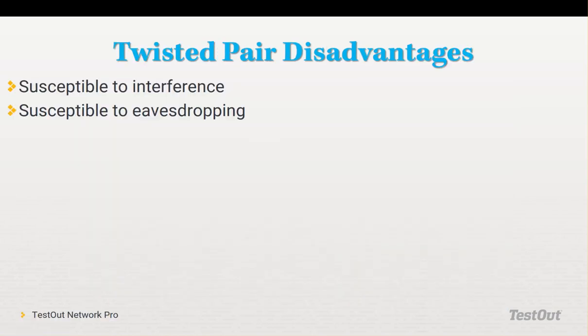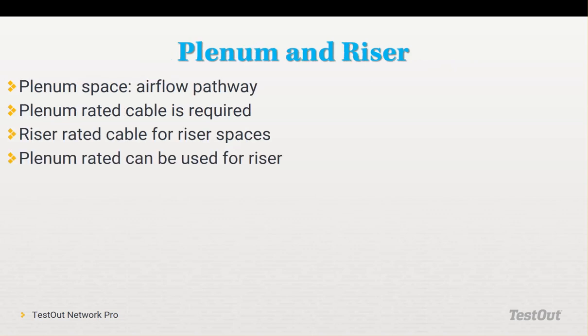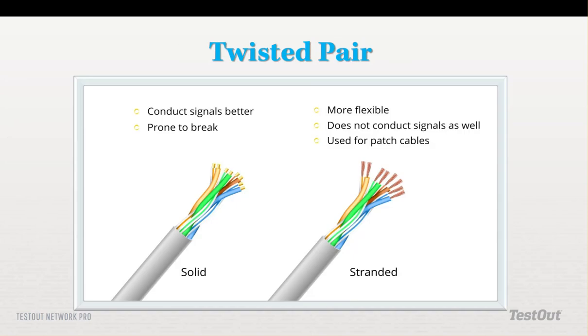The things about this twisted pair that are not good: again, it's susceptible to interference, and susceptible to eavesdropping, if somebody tries to get your data. Plenum space we talked about in here, and riser. So you can see twisted pair is a little bit prone to breaking, but to be honest with you, I have never had one break that I needed. Maybe the ends break from time to time when you're doing something, but it's very, very rare.